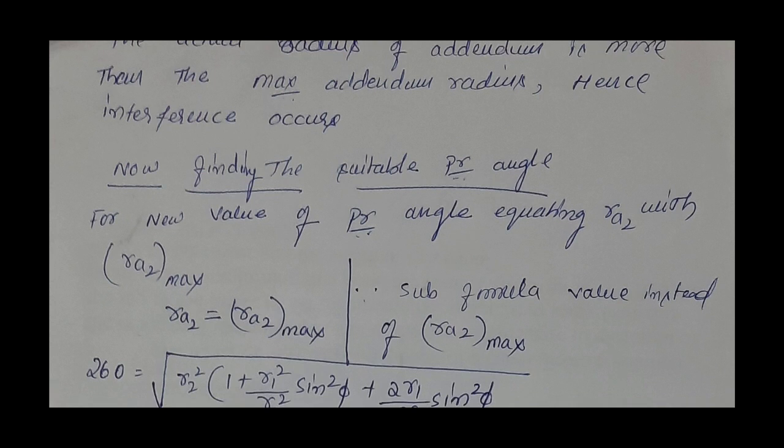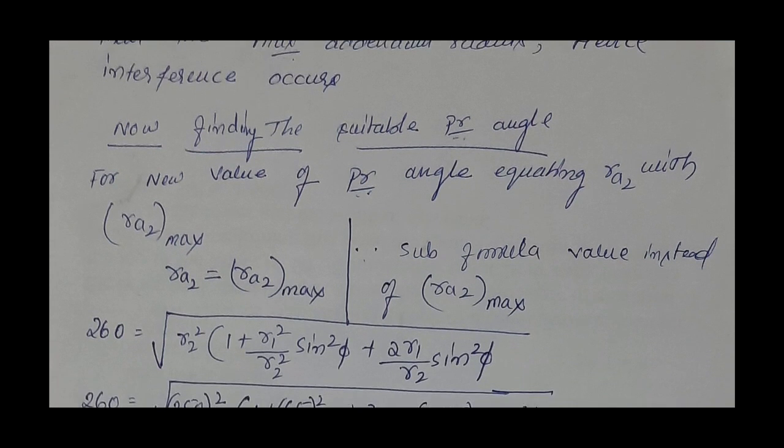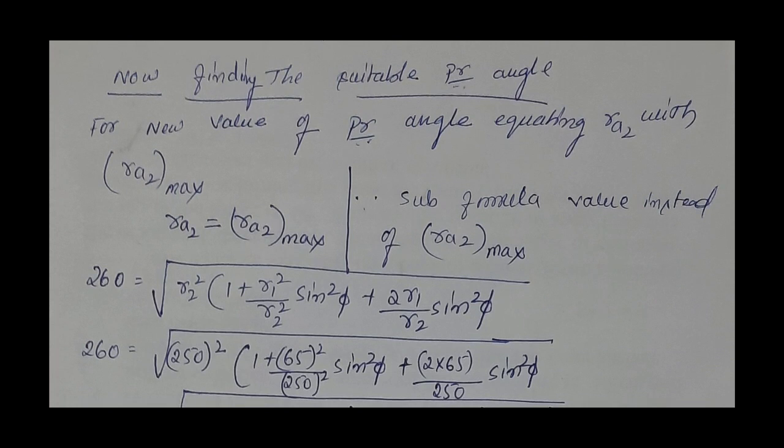For the new value of the pressure angle, equate RA2, that is the radius of the addendum, with the radius of the addendum max. That is, RA2 is equal to RA2 max. Instead of RA2, substitute the formula. RA2 is equal to A plus R2. 10 plus 250, you are going to get 260. Yes or no?